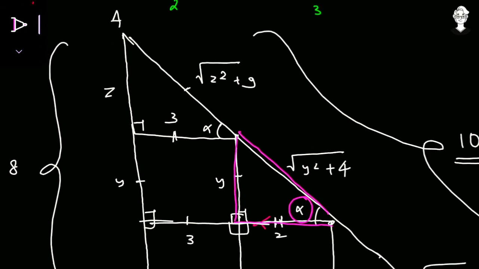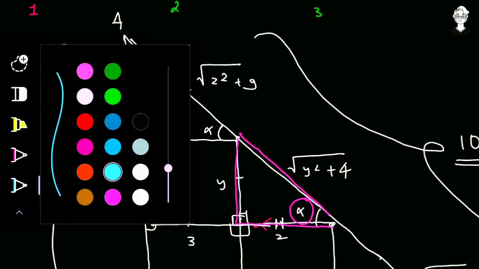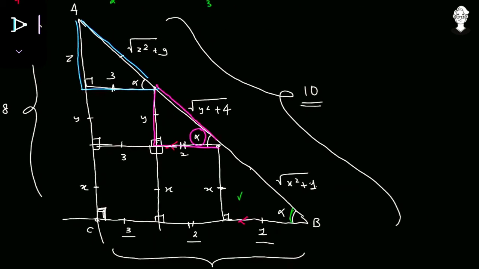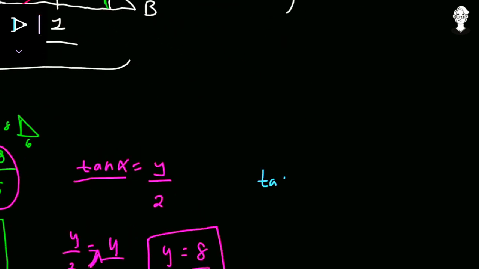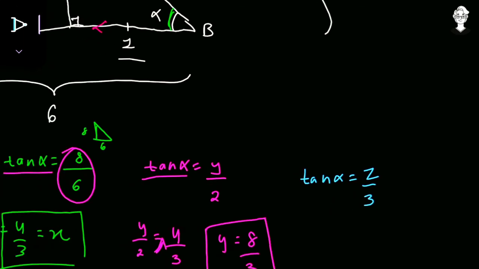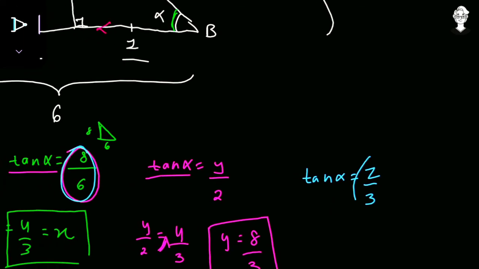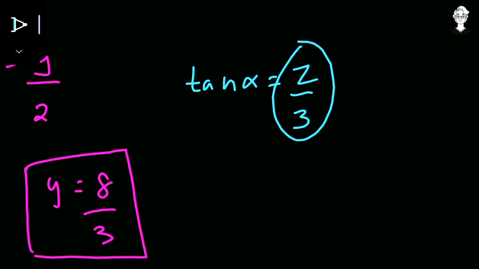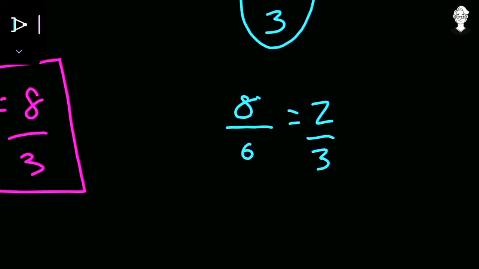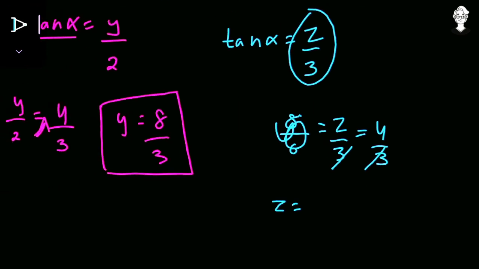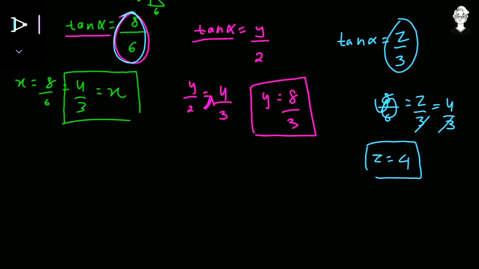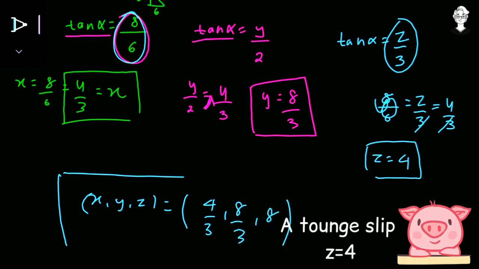And now for the final time, we are going to see tan alpha in this triangle, with side z, 3 and the hypotenuse. In that triangle, the value of tan alpha is z upon 3. Already we have the value of tan alpha, that's 8 upon 6, and they can be compared because the LHS is tan alpha. So 8 upon 6 is z upon 3. So 8 upon 3 is nothing but 4 upon 3, so 3 and 3 get cancelled out, and we obtain z is equal to 4. And that's the final solution: x, y, z is equal to 4 upon 3, 8 upon 3, 4. It's the solution to this question.